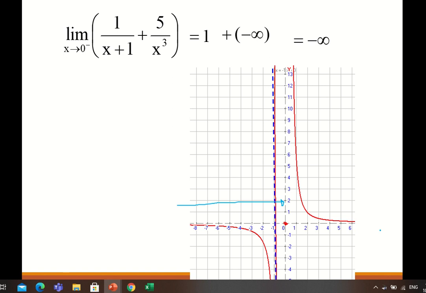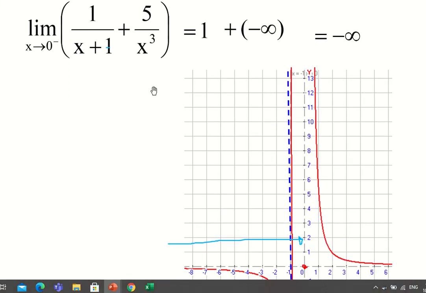Vertical asymptote, so this is our vertical asymptote here. What makes the denominator equal to 0? When this is negative 1, right? That's why we have this vertical asymptote here at negative 1, because this makes the denominator equal to 0. So the value of x that can make the denominator equal to 0, that would be the vertical asymptote.